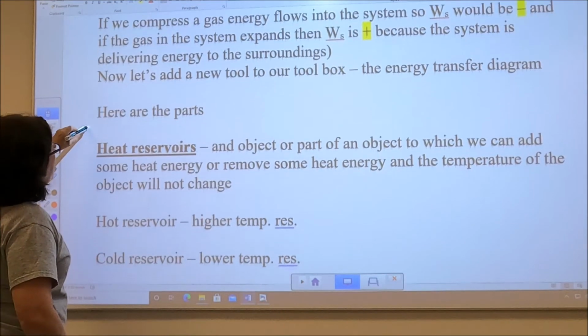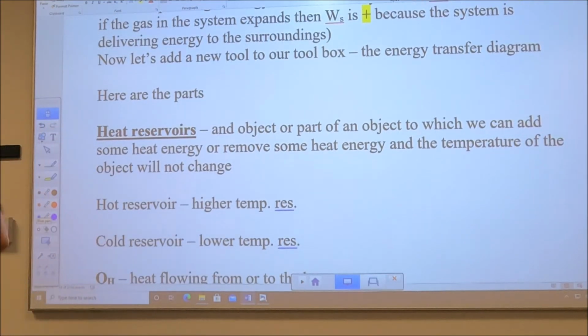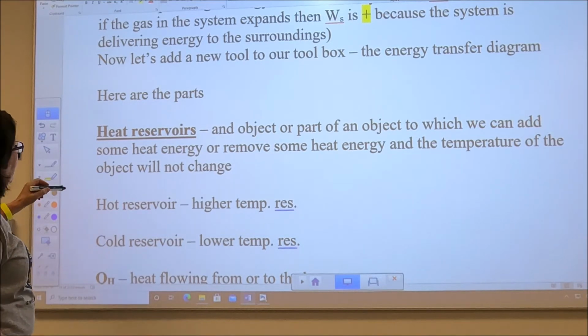So, let's look at adding energy transfer diagrams to our arsenal of ways to examine energy transfers in and out of the system.